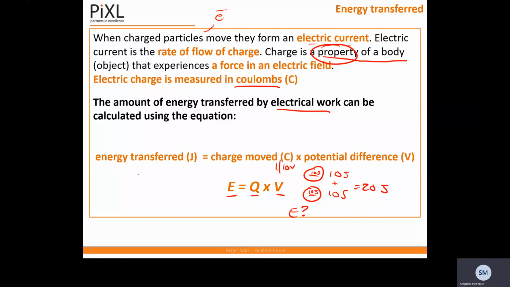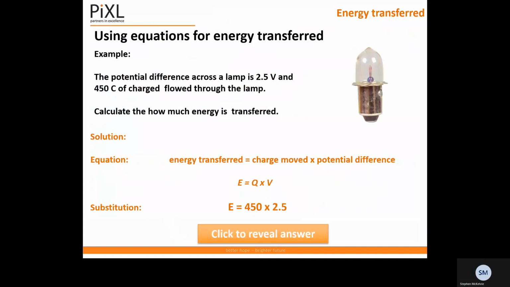We can do it an easier way. If we want to find out the amount of energy, we just have to multiply the number of coulombs we have by the voltage coming from that cell, giving me the same answer, 20 joules. Here's a question. Give it a go if you want to. Here's the answer.